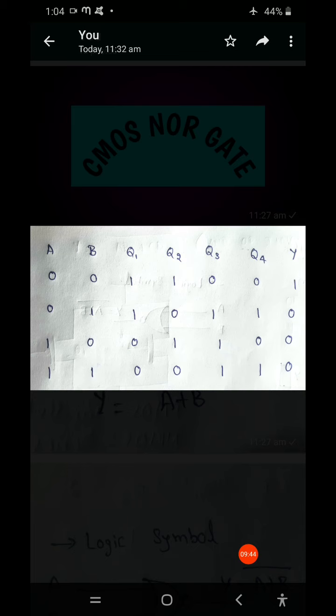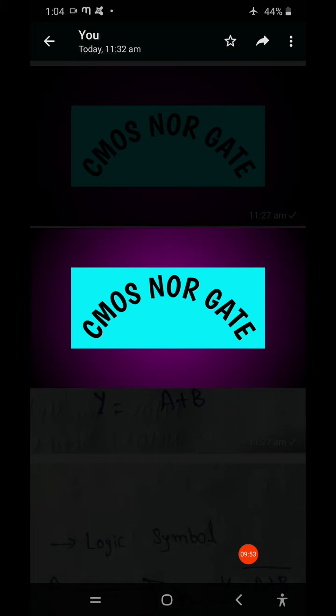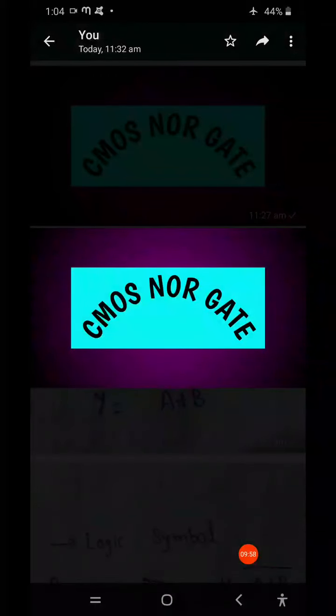So you have to explain with transistors also, right? Not only the truth table, you have to explain with the transistors also. So that is regarding the CMOS NOR gate. Okay, so today we have studied the CMOS NOR gate.